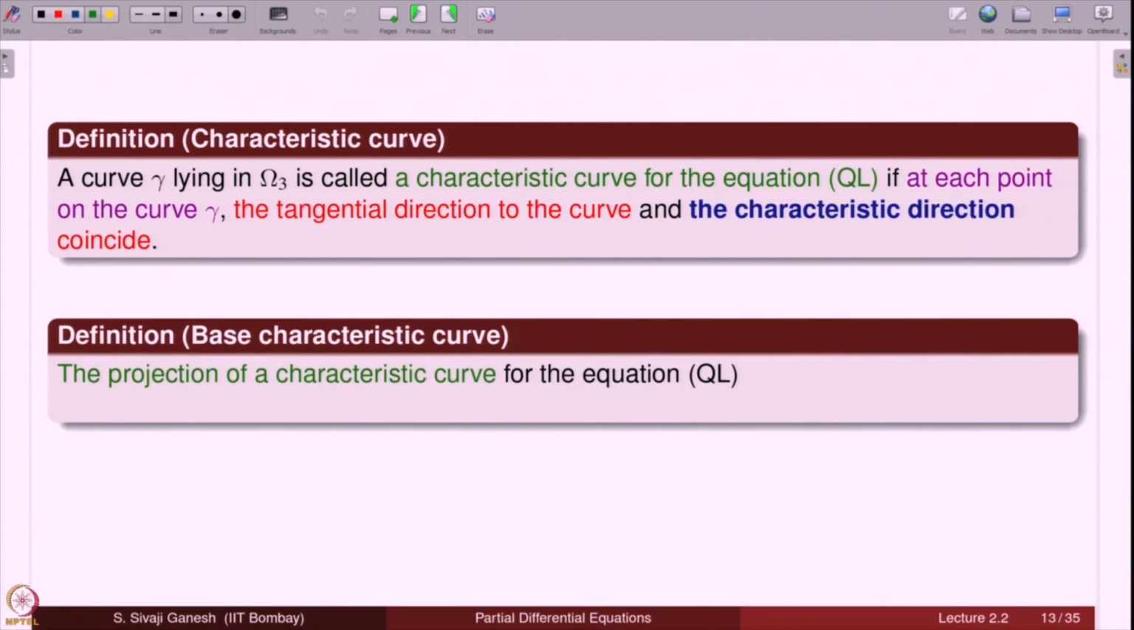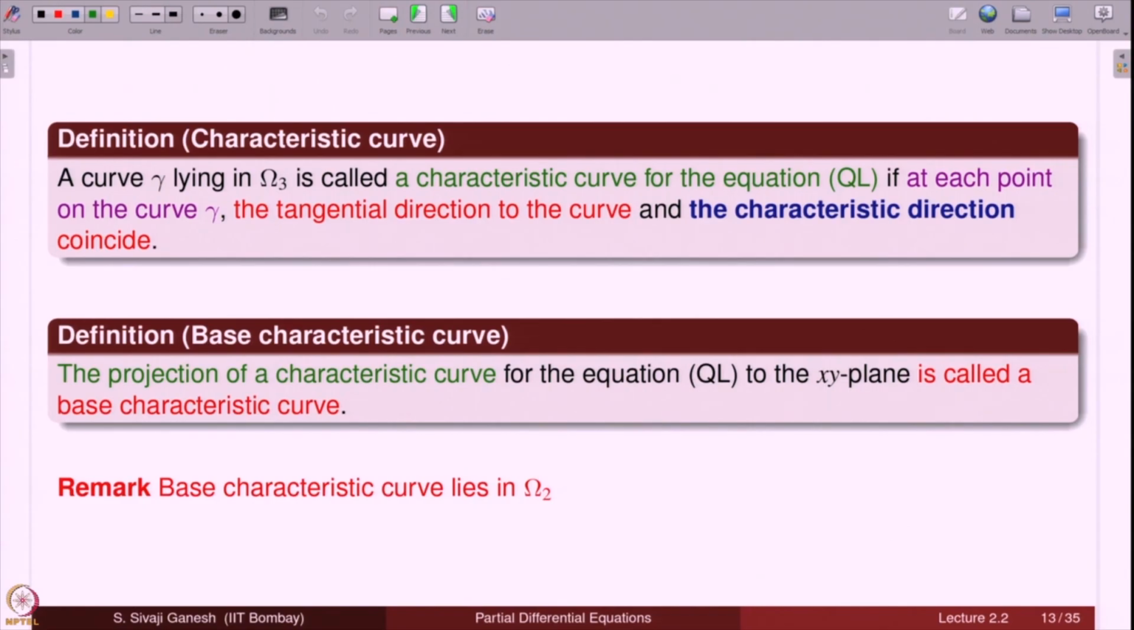Now, if you project the characteristic curve gamma, which is in omega 3, to the xy plane, that will be called the base characteristic curve. So the base characteristic curve lies in omega 2, which is the projection of omega 3 to the xy plane. The characteristic curve lies in omega 3.